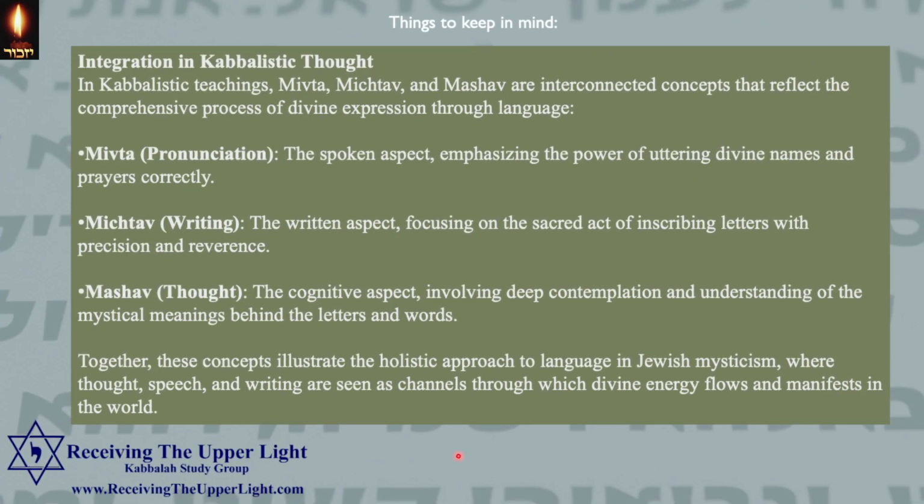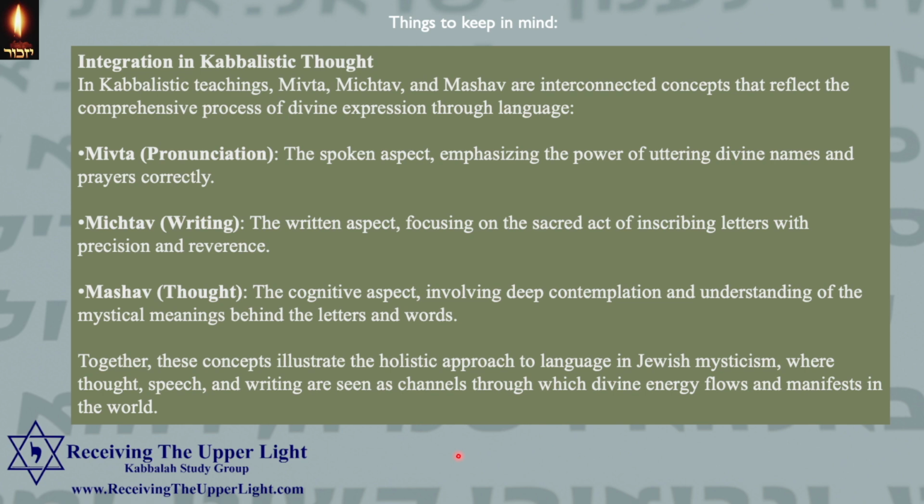Now, to finish, let's talk about the miftah, michtav, and mashav. These 3 concepts are interconnected. They reflect the comprehensive process of divine expression through language. The miftah, pronunciation, the spoken aspect, emphasizes the power of uttering divine names and prayers correctly. Michtav, which is writing, encompasses the written aspect, focusing on the sacred act of inscribing letters with precision and reverence.